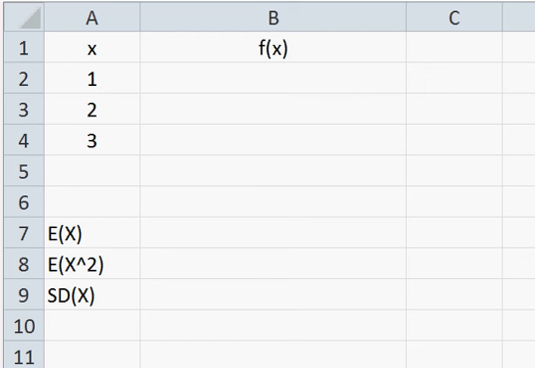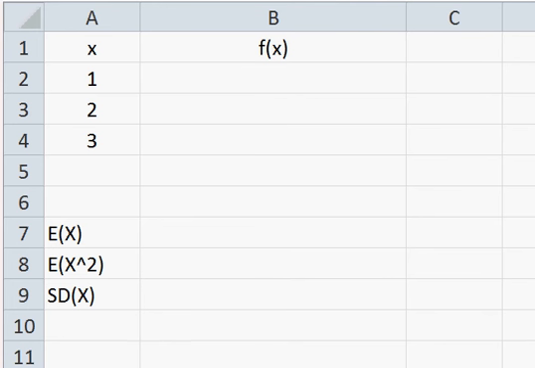In this video, I'd like to talk about the solution of problem 4.22. If a fair die is rolled 3 times, let capital X denote the number of distinct sides that appear. Find the mean of X and the standard deviation of X.